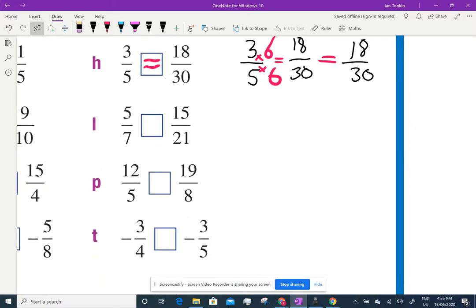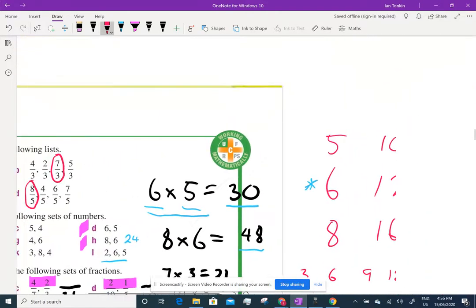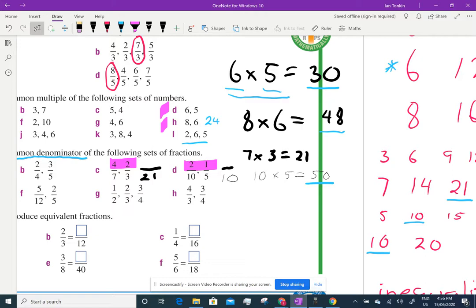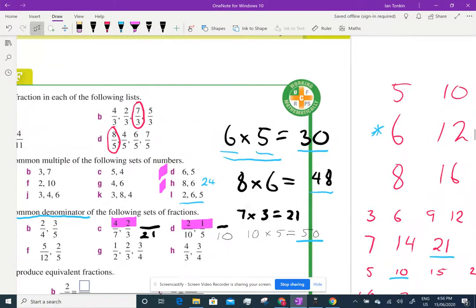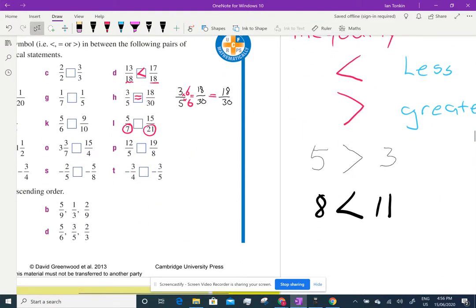Now, let's look at the next one. 7. Well, again, I have to find something that these two go in together. Now, again, I'm lucky because I know my 7 times tables, and we already did it up here. Look, we did this one. This is one of the first ones we did. Here it is. Can you see? We already found 3 and 7. The lowest common multiple is 21. So, 21.